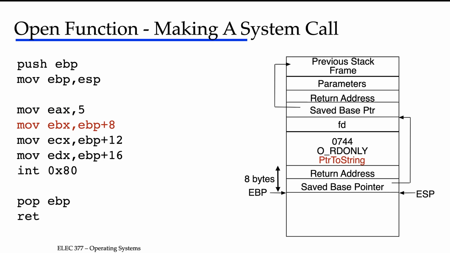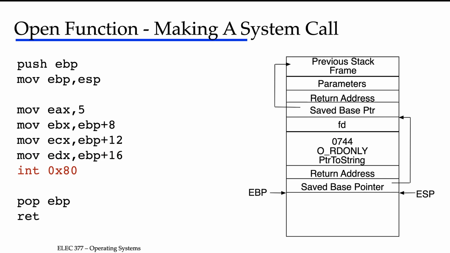So we move the first parameter, which is at the top of the parameters on the stack, the address closest to the base pointer, 8 bytes away from the base pointer, to the B register, which contains a pointer to the name of the file. 12 bytes away from the base pointer is moved into the C register, which is the second parameter to open, which is the O read-only. And 16 bytes away from the base pointer is moved into the D register, which is the flag containing the permissions of the file if the file had to be created.